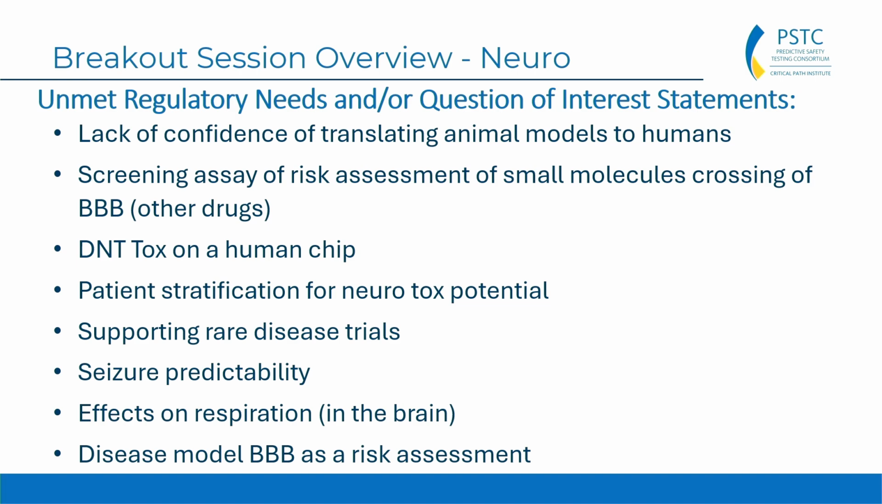Screening assays for smaller molecules crossing the blood-brain barrier. D&T is developmental neurotox on a chip. Patient stratification for neurotox potential. We talked a lot about supporting rare disease trials, but we know another group is doing rare disease, so we're just going to put our plug for all those neurology-based rare diseases. We think that there's some use for CIVM models in that space. Seizure predictability, effects on respiration, like brain-related, like CNS depression, and then disease model, blood-brain barrier.